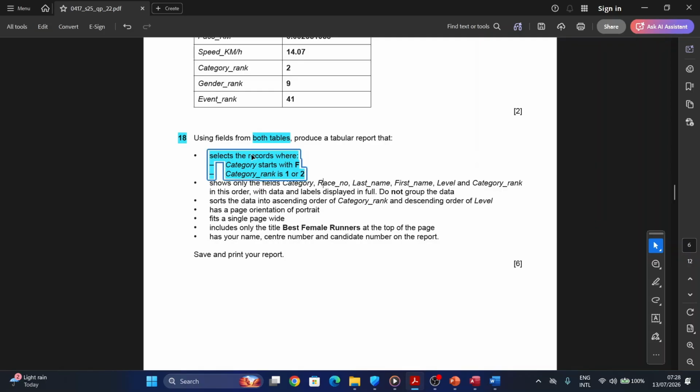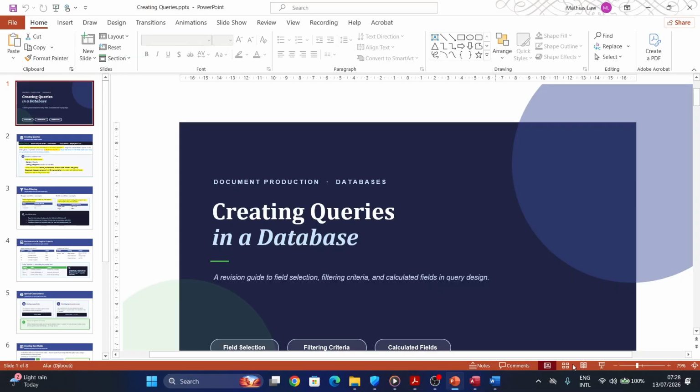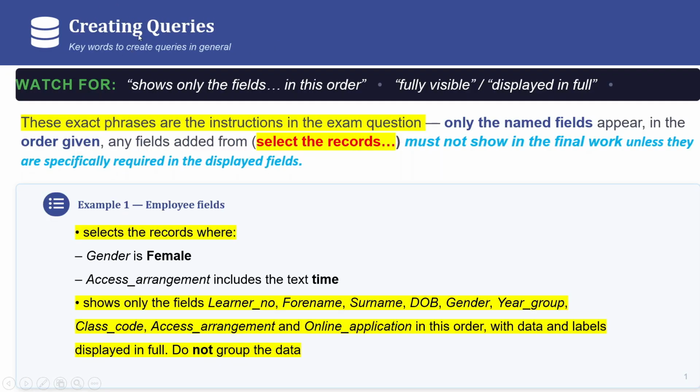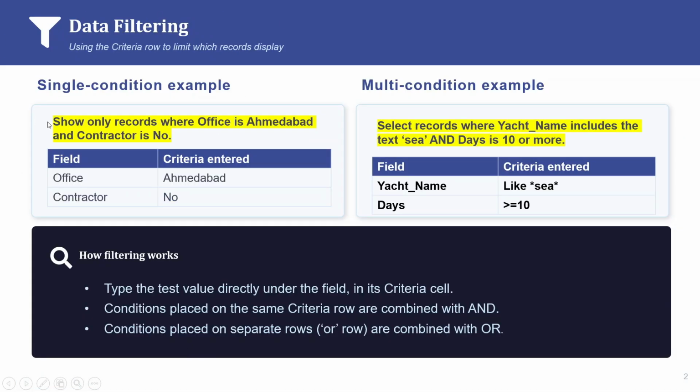So here again, we're going to go over this here, which is the select the record. So we'll go straight to this note here. Okay. So here we mention creating a query. We always have to look for the words shows only the fields. Okay. And the next item here is also select the records where. Okay, so this is where the filtering takes place, and this is what I'm interested in for this session.